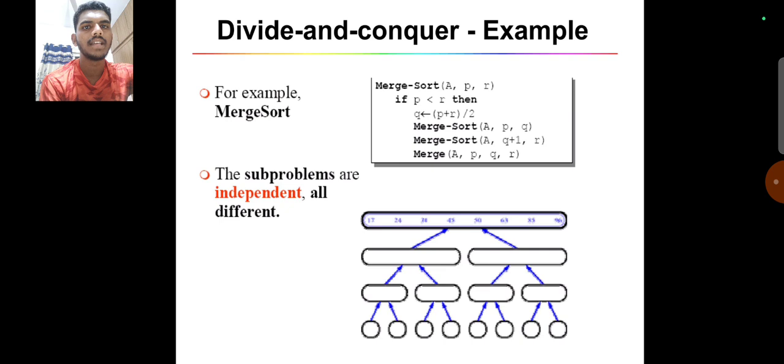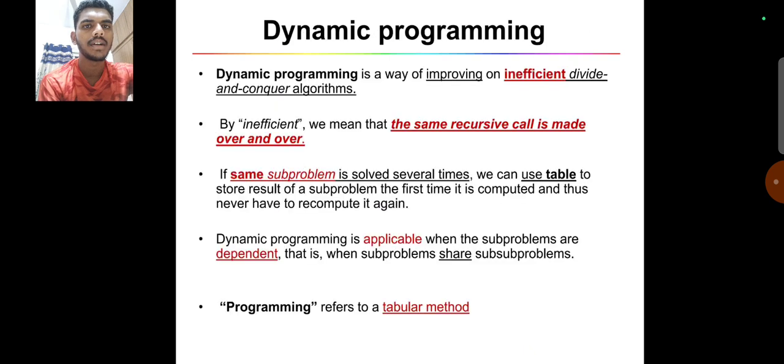Divide and conquer example. For example, merge sort A, P, R. If P is greater than R, then Q; the subproblems are independent.